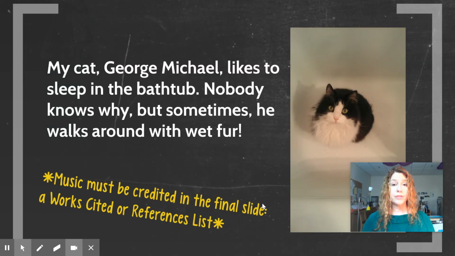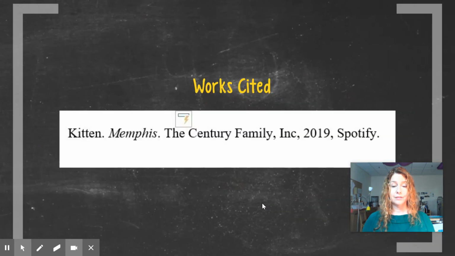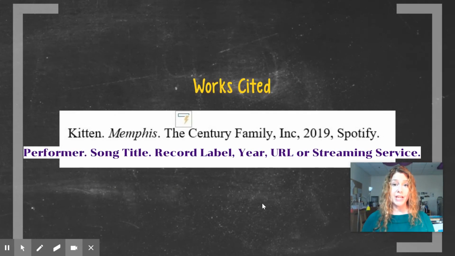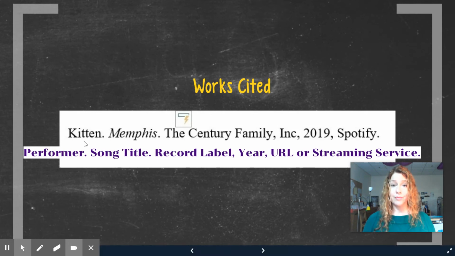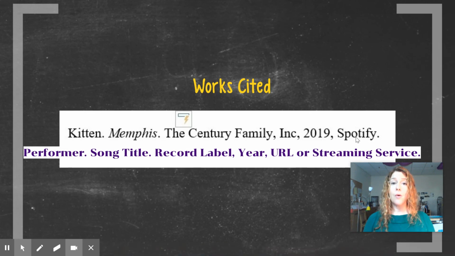Again, we're not going to put the citation here on this slide, but instead we're going to place it on the final slide, which looks like this. Now, if you don't want to use ZBib, you don't have to. The basic format for the citation for a piece of music is the name of the artist or the performer, the title of the song, the record label, the date of the recording, and either the full URL where you found the music or the name of the streaming service that you took it from.